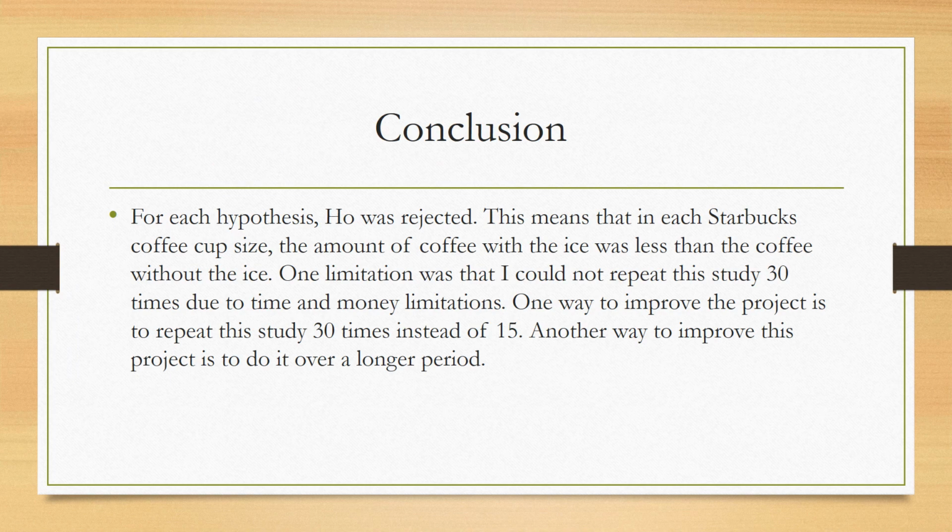So in conclusion, for each hypothesis, H0 was rejected. This means that in each Starbucks coffee cup size, the amount of coffee with the ice was less than the coffee without the ice. One limitation that I had was that I cannot repeat this study 30 times due to money and time limitations. One way to improve the project is to repeat the study 30 times instead of 15. The last way to improve this project is to do it over a long period of time instead of the 2 weeks that I had.